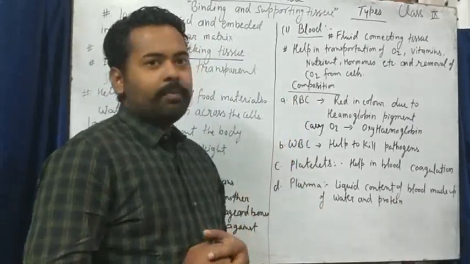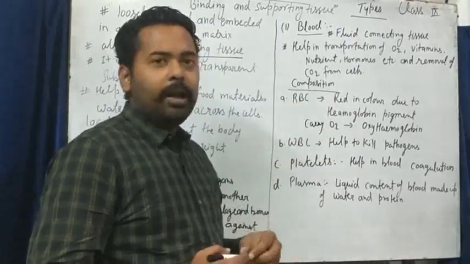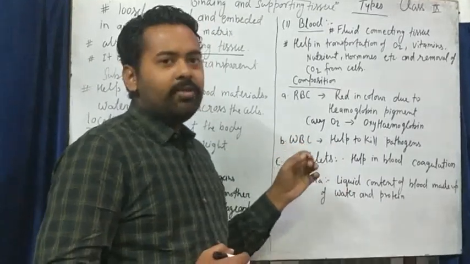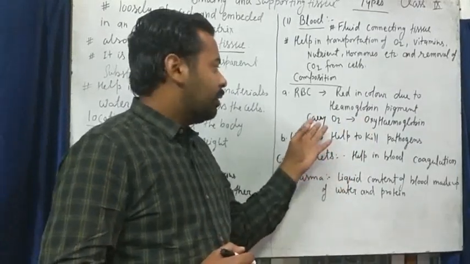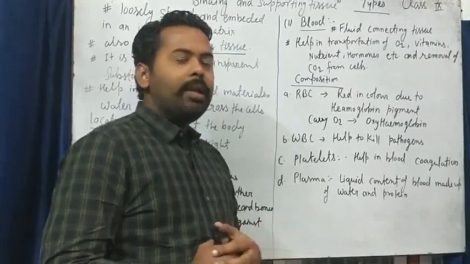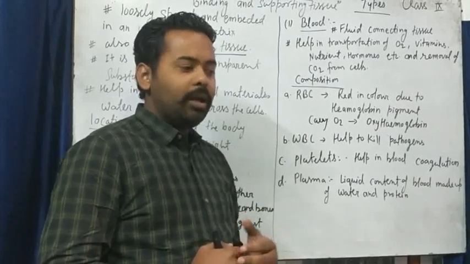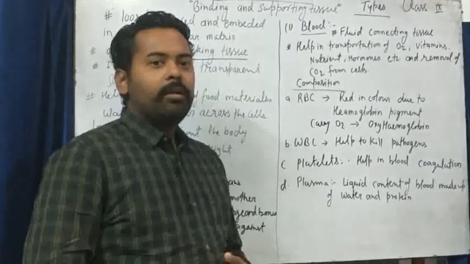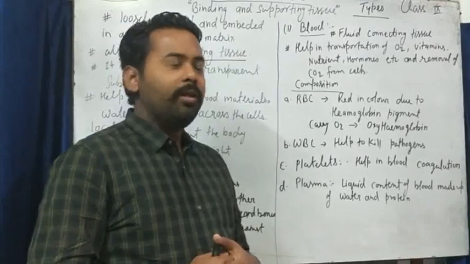First is RBC. RBC, red blood cells, are red in color due to the presence of hemoglobin pigment. Hemoglobin pigment attaches with oxygen and forms oxyhemoglobin, which helps in transportation of oxygen. Every day, 12 million RBC are produced in our body and near about 3 million RBC die in our body. That's why if anybody wants to give blood, he can easily, because every day we get 12 million RBC.